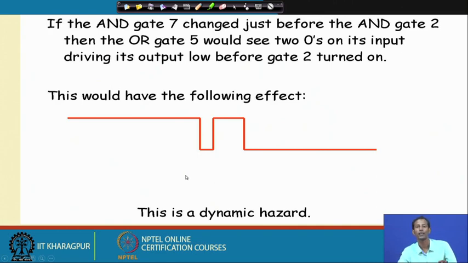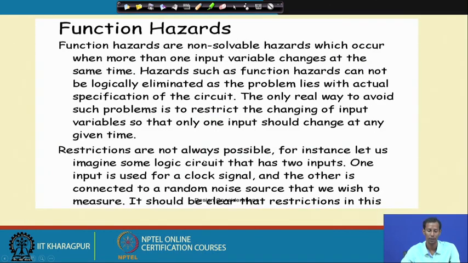So, in a static hazard what is happening? That is because of one gate, that one glitch I am getting. Here at the output, if multiple paths are basically affecting, at that time I can get multiple glitches, and that is why this is known as a dynamic hazard. Okay. So, then the third thing is function hazards.